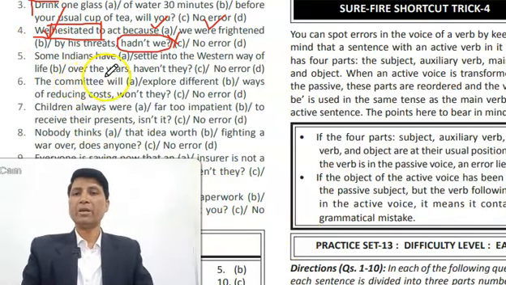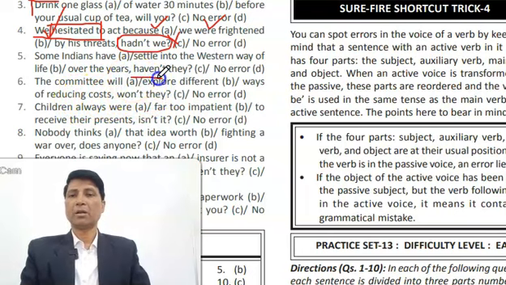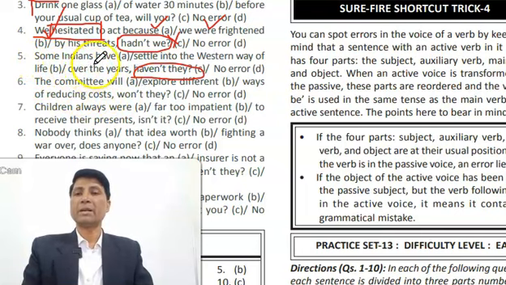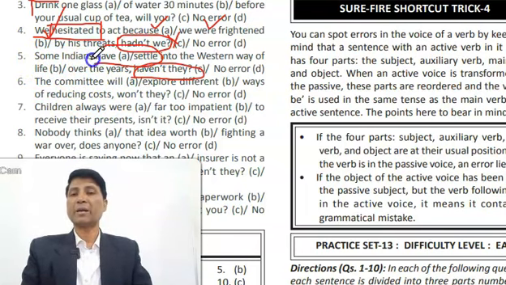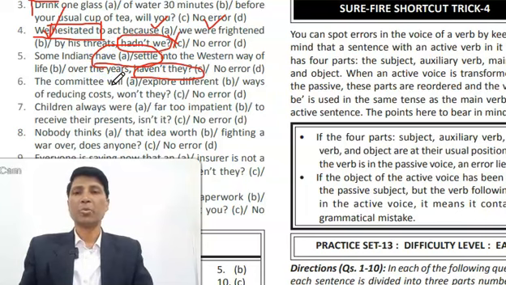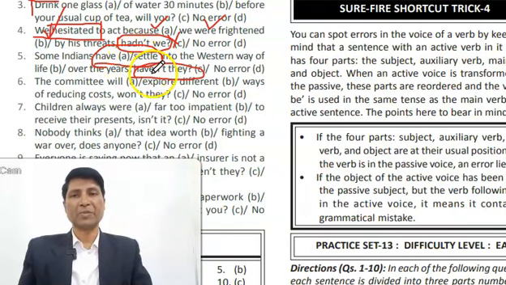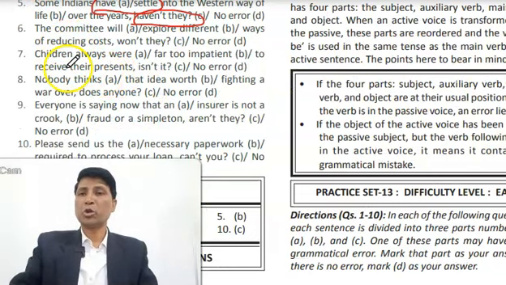Some Indians have settled into the Western way of life over the years, haven't they? Now, let us analyze the main part. Some Indians have settled. So, if you look at this part that I am encircling, you can quickly find out the problem. This have settled is wrong, because this verb is in the present perfect tense, and the present perfect tense is formed by using has, have and the past participle form of the verb. So here settle word is wrong. In place of settle, it should be settled. Now look at question number 6.